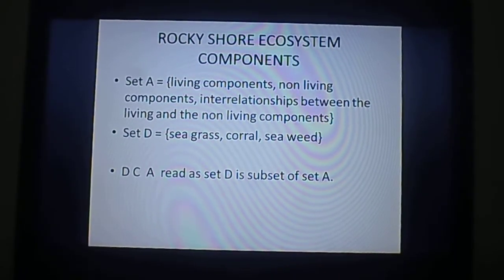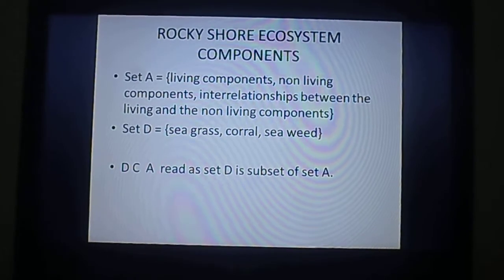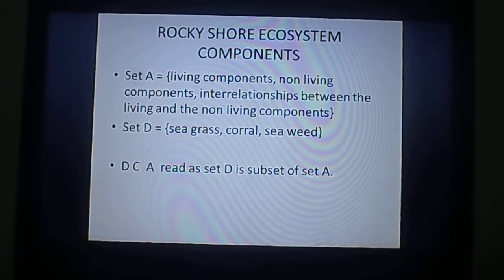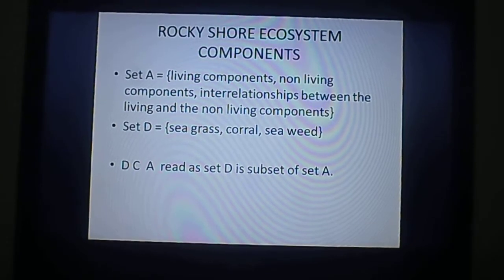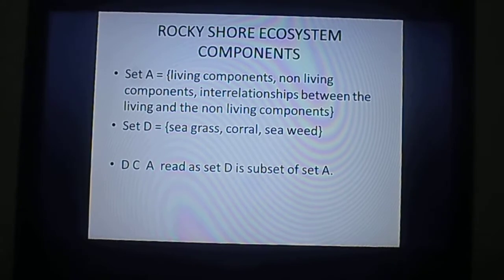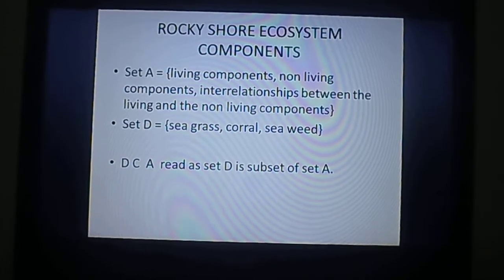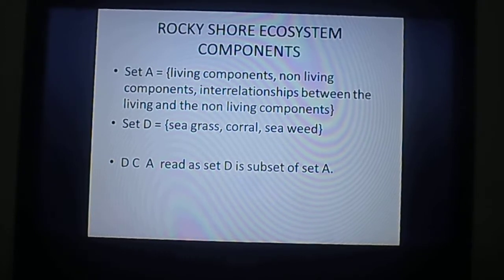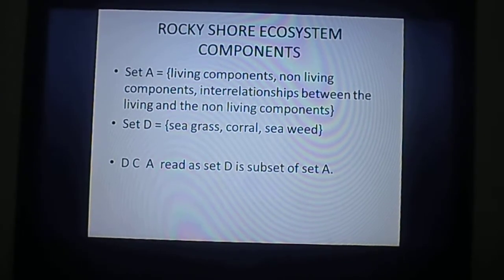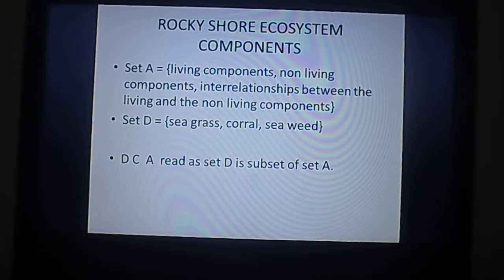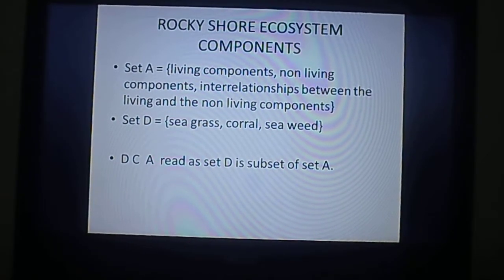Consider the components of the rocky shore ecosystem as a set. Name the set A. Set A then is a set of elements which include living components, non-living components, and interrelationships between the living and the non-living components.